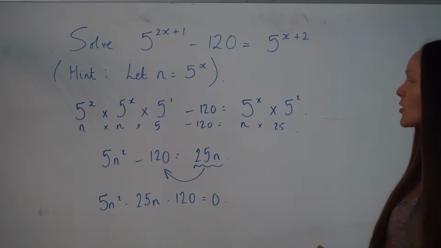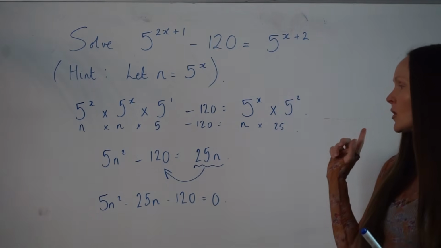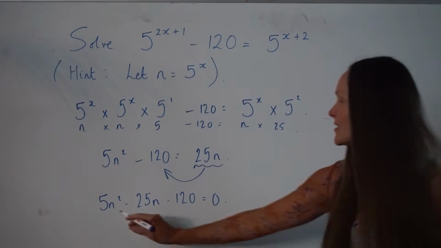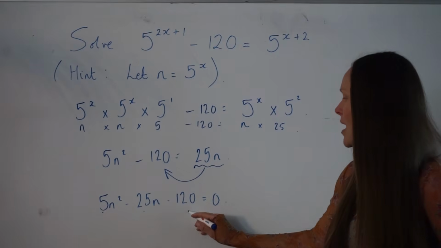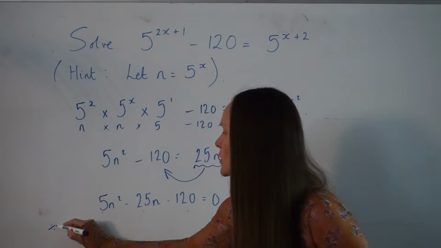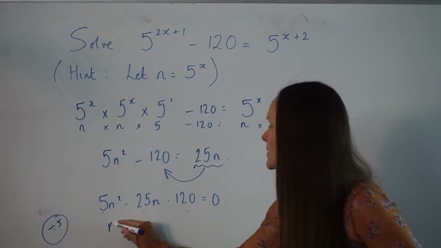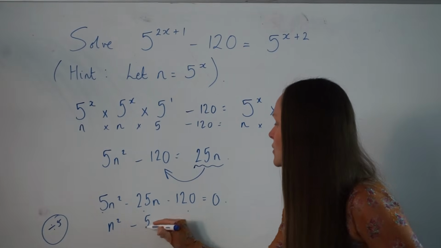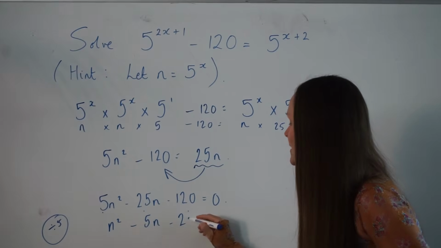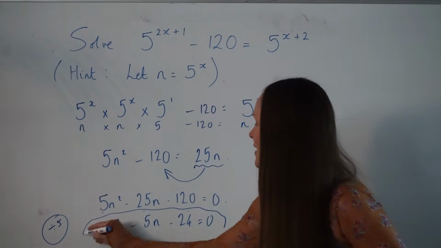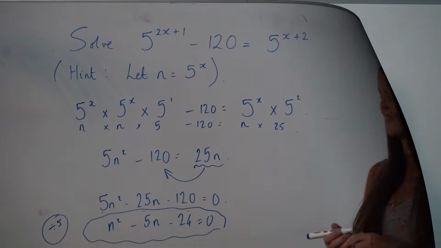Before we solve this quadratic, I'm just going to do one more thing to make it even easier. I'm going to simplify. I can see there's a common factor here, so I can divide each of these numbers by 5. When we do that, it becomes n squared minus 5n minus 24 equals 0. Next we have to solve this quadratic equation for n.